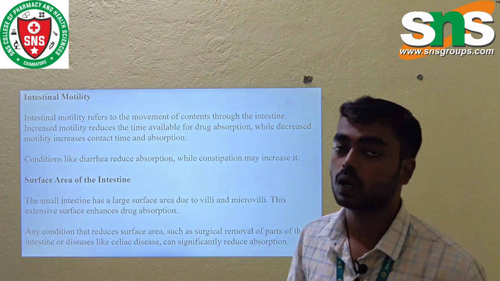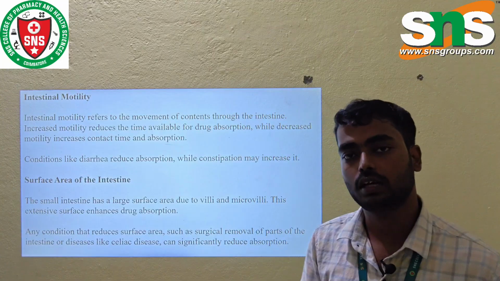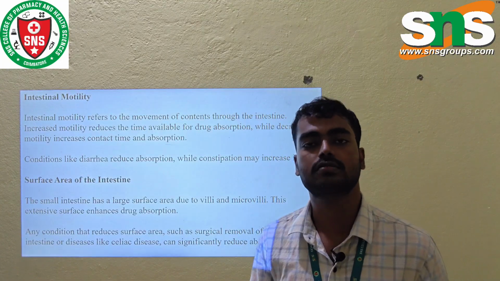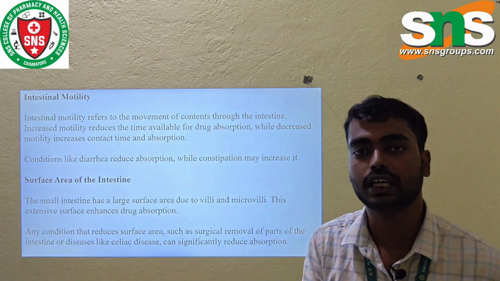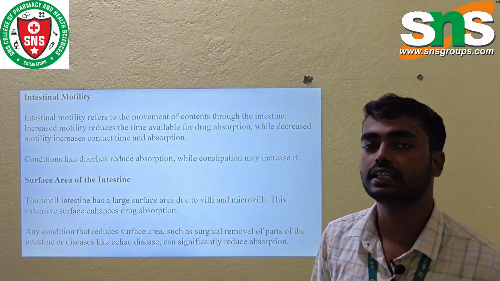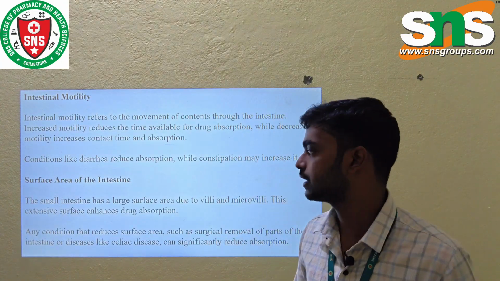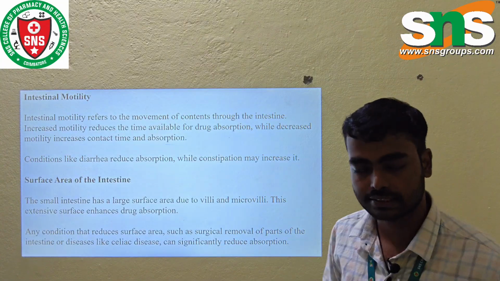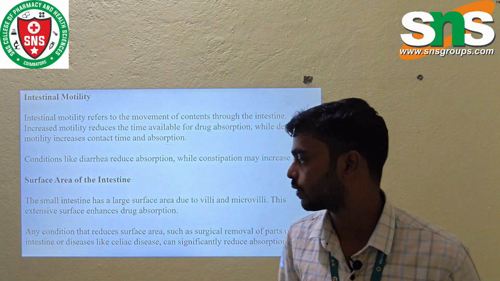In some types of constipation, the drug is deposited in the intestine and the intestinal motility can be slow, so the drug can be easily absorbed through the intestine. Next factor is the surface area of the intestine.